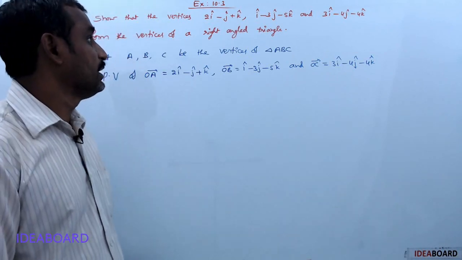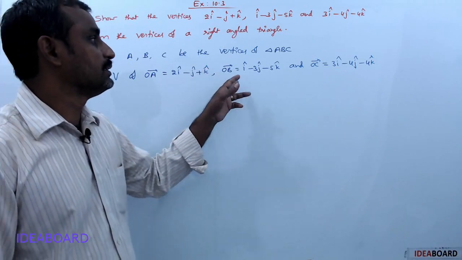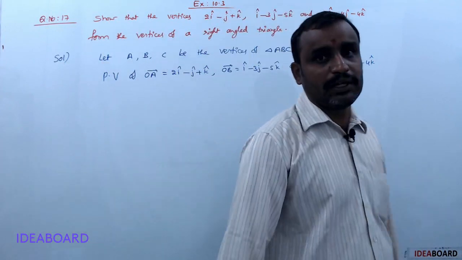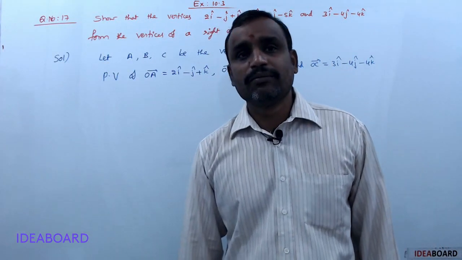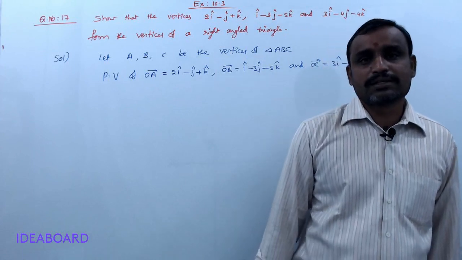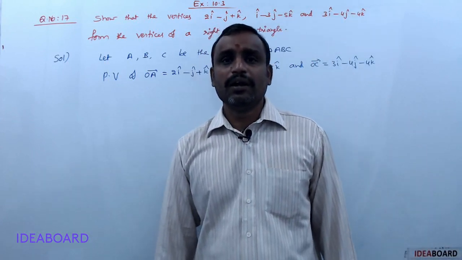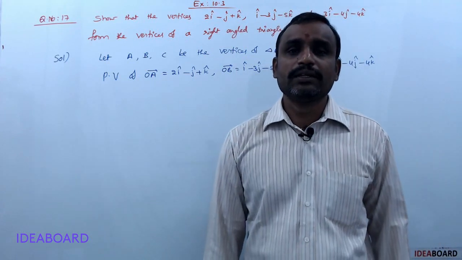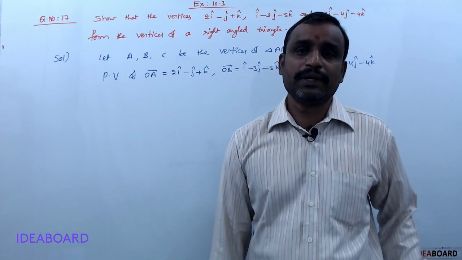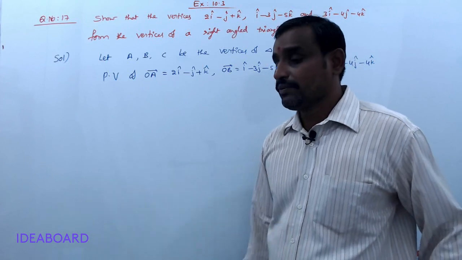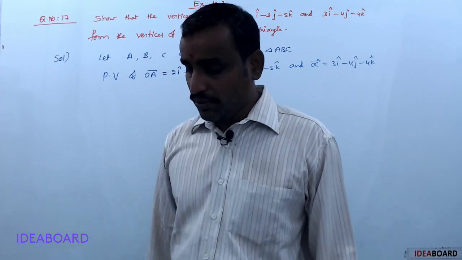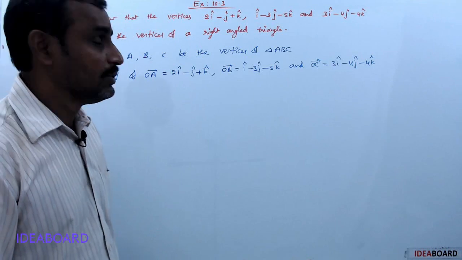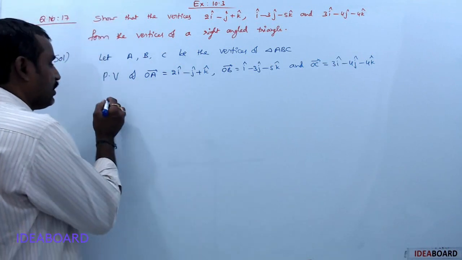Now we want to show that these vertices form a right angle triangle. To prove a right angle triangle, there are two ways. Find the angle between the sides of the triangle, or else calculate the lengths of the sides and square them. If the Pythagoras theorem is satisfied, then the given vertices form a right angle triangle. We are doing this sum based on the length concept only. So now AB bar you can calculate.